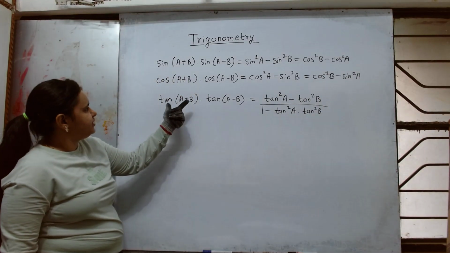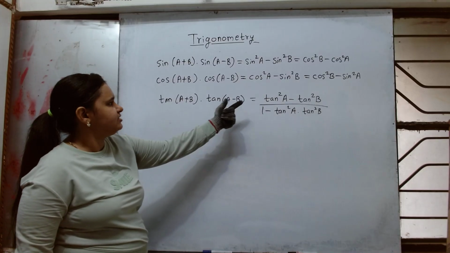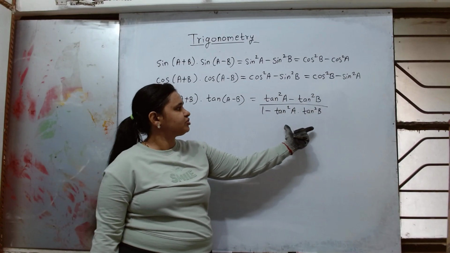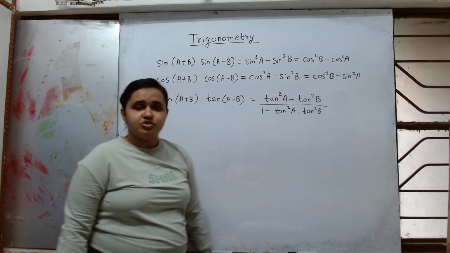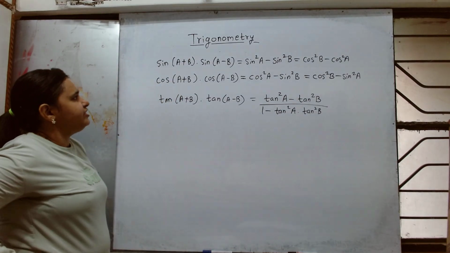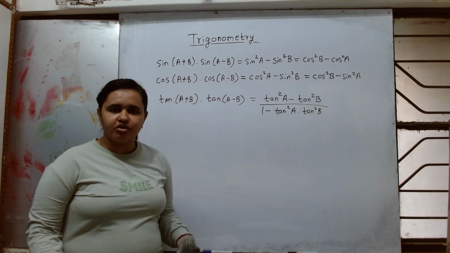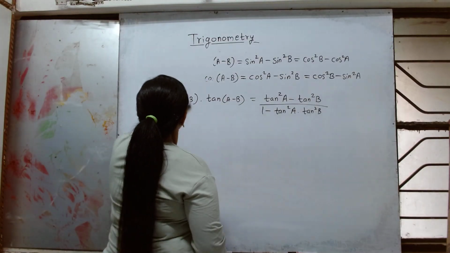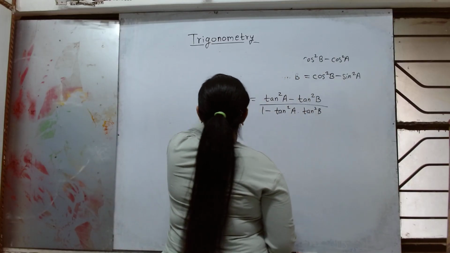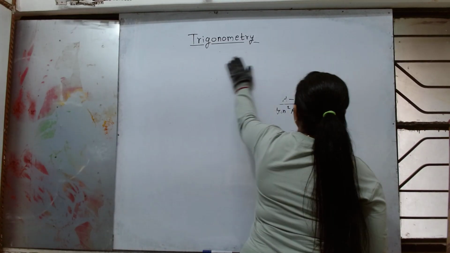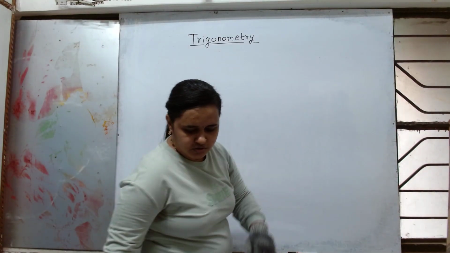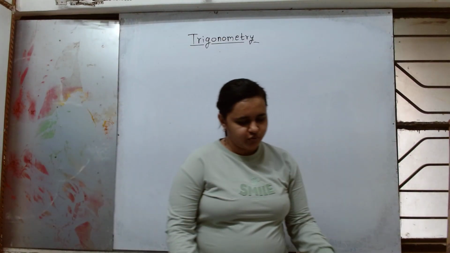Tan(a+b) into tan(a−b) is tan square a minus tan square b upon 1 minus tan square a into tan square b. So these are all the formulas we will require for worksheet 2 for solving all the problems. Now we will move towards the questions.